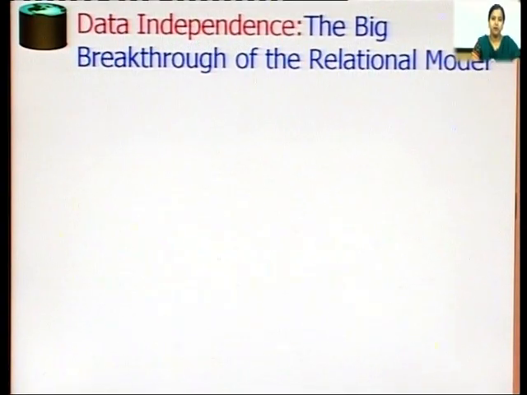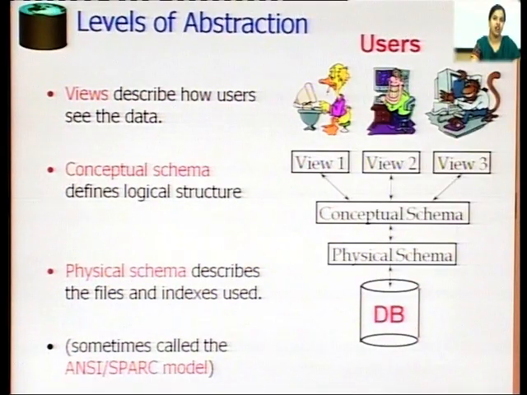Now, the big breakthrough of the relational model is data independence. We have the data in three views, view 1, view 2, view 3. If we slightly change one view, does it affect another view? This is one of the questions: if we change the physical schema, is it affecting the conceptual schema? If we change the conceptual schema, is it affecting the views, view 1, view 2, view 3?